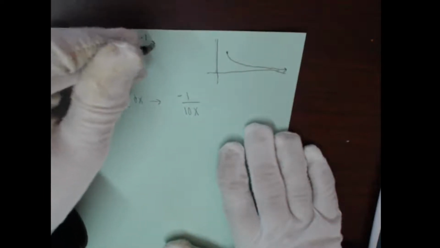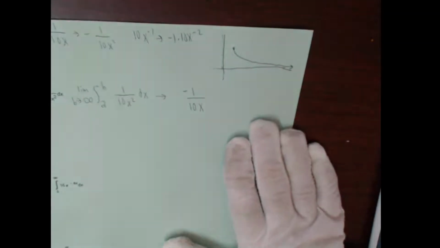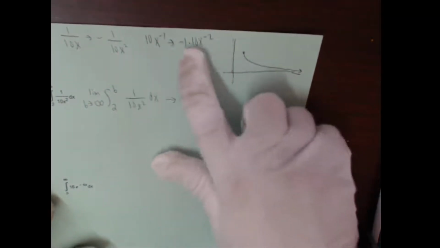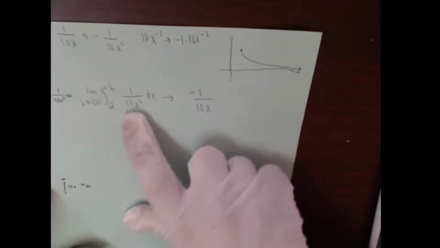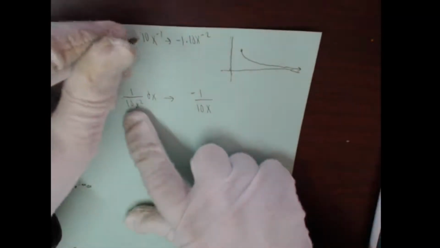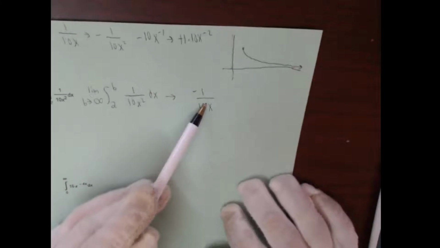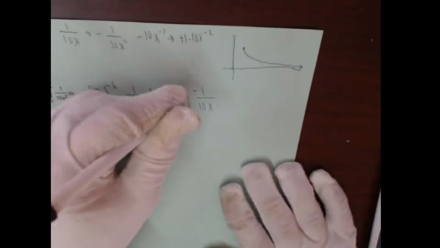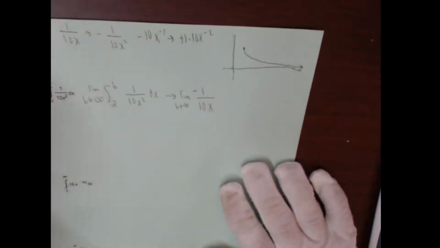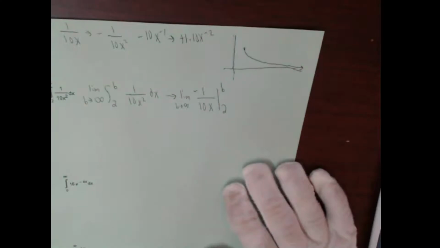10x to the negative 1 becomes negative 1 times 10x to the negative 2 when you take the derivative. Negative 1 comes down, this negative 1 drops, and so you get 1 over 10x squared. So if there's a negative in front, it's a positive there. Still didn't do a very good job of explaining that. Just trust me, if you take the derivative of this, you'll get this. Okay? We still have our limit as b goes to infinity, and we have this evaluating from 2 to b. Okay?